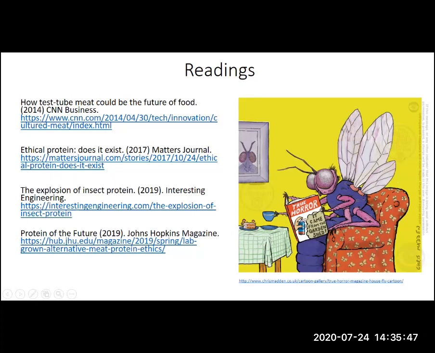Ethical protein, does it exist? The explosion of insect protein, this idea that we're moving away from types of protein that have a lot of resources, or at least a huge environmental impact, and going to things that have a much less impact associated with it. And then finally, this idea of the protein of the future. This is a more recent article on the lab-grown alternative meat products and the ethics associated with that.